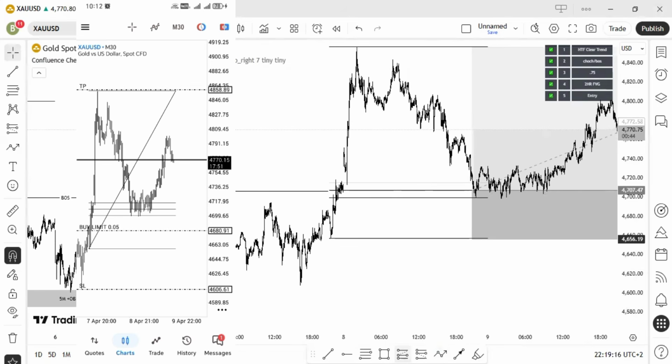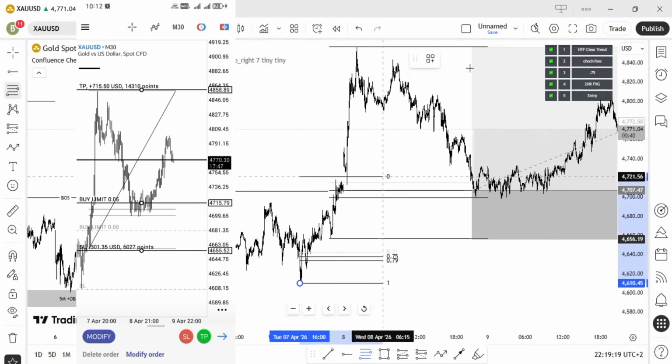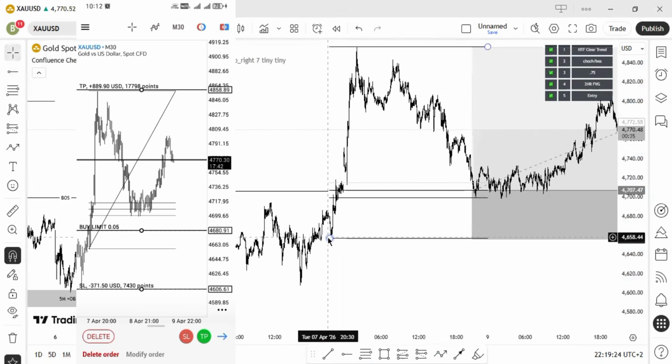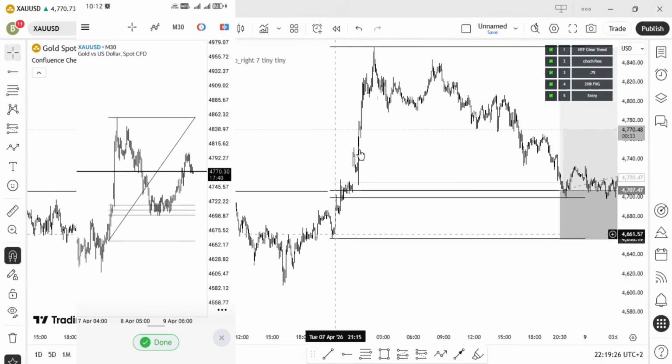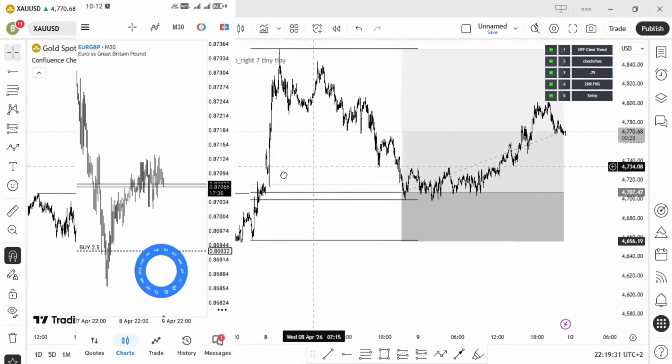You don't take the whole move from the swing low to that swing high. You take the most recent low. So this is the last low it made before it broke structure here. You take from there to the high.